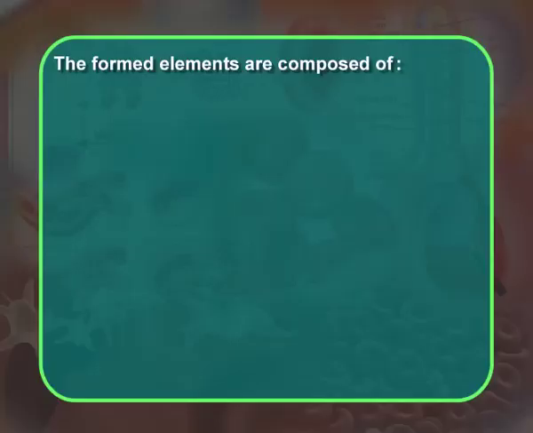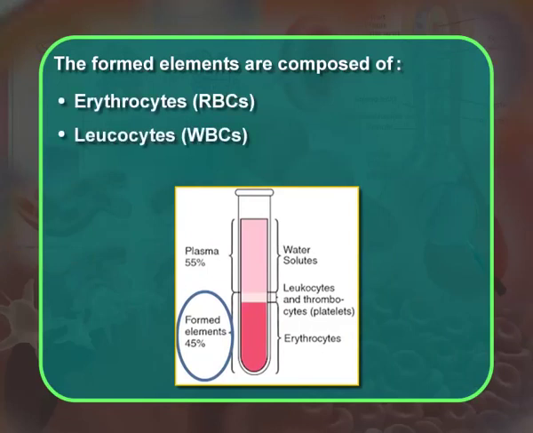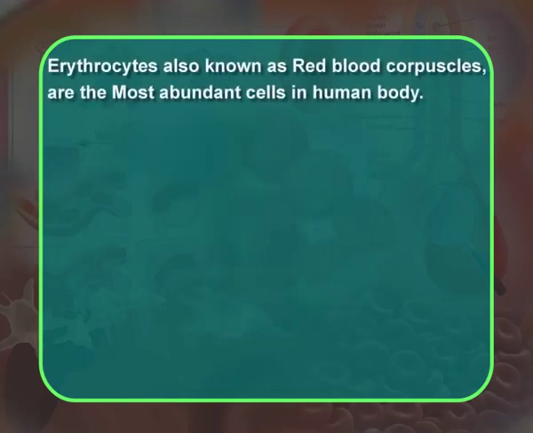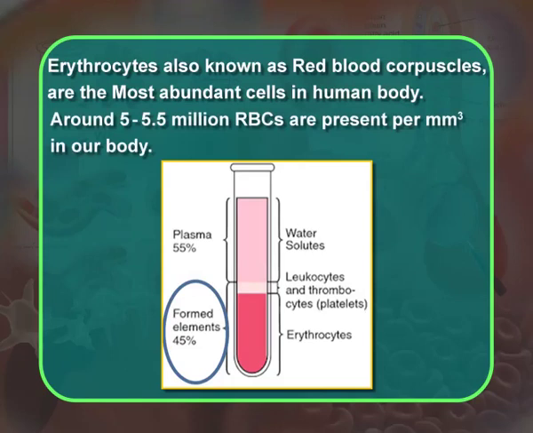Now we shall move on to formed elements of blood that comprise 45% of the blood volume. The formed elements are composed of erythrocytes or RBCs, leukocytes or WBCs, and thrombocytes or platelets. Erythrocytes are also known as red blood corpuscles and are the most abundant cells in the human body. Around 5 to 5.5 million RBCs are present per cubic millimeter of blood in our body.